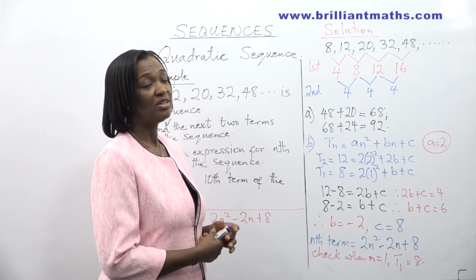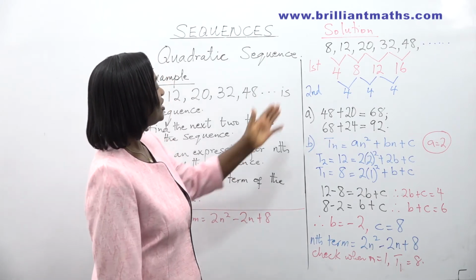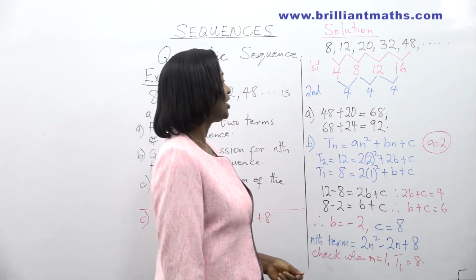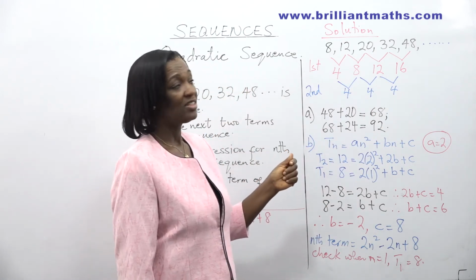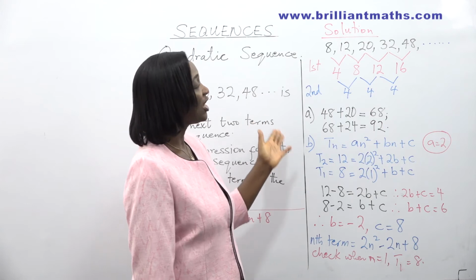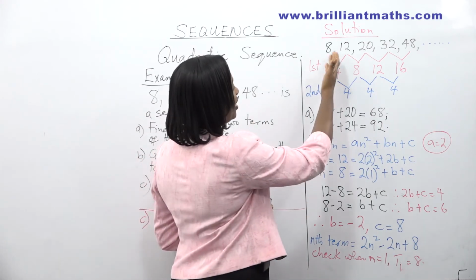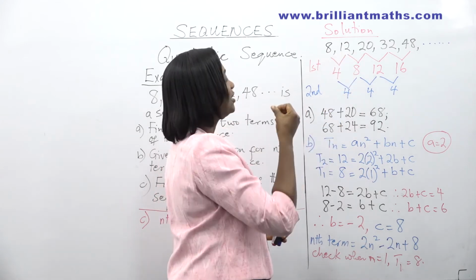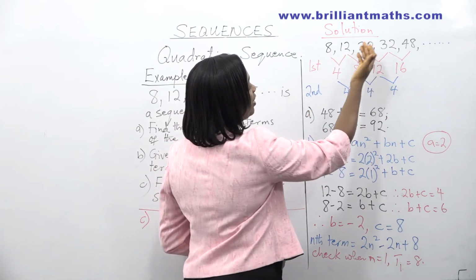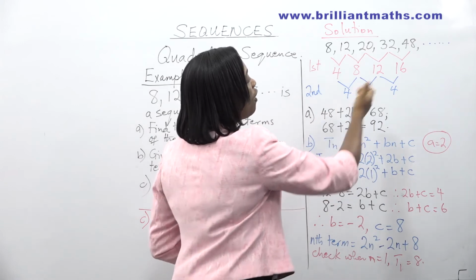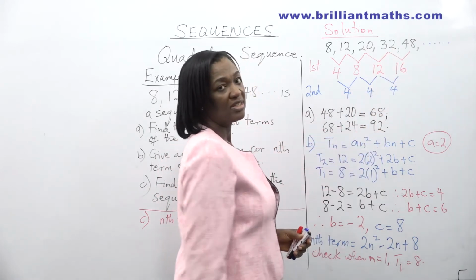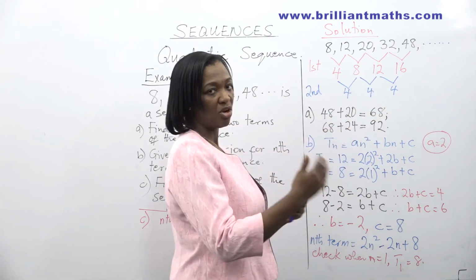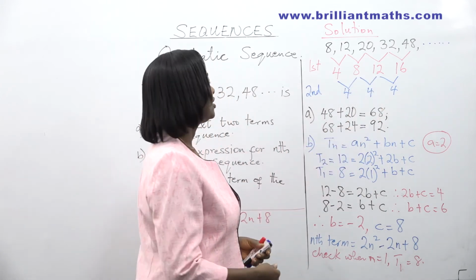Let's take the solution. The sequence is 8, 12, 20, 32, 48, and so on. The first difference is the difference between consecutive terms. So 12 minus 8 is 4. 20 minus 12 is 8. 32 minus 20 is 12. 48 minus 32 is 16. So as we can see, the first difference is not constant.